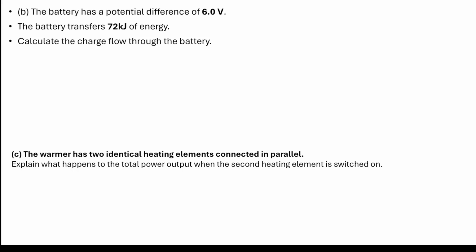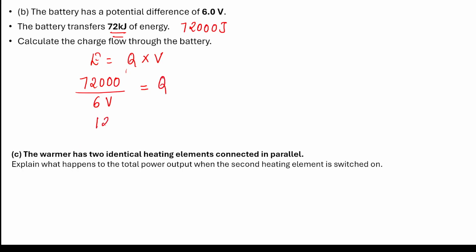Now this one is asking you, so your battery has a potential difference of 6 volts. Now again, see the energy is given in kilojoules. You need to convert energy always into joules. Charge flow, say using energy equals charge times potential difference. Just plugging in the values, divided by potential difference, 6 volts, is going to give me the charge. Okay, which is I think 12,000 coulombs. Do not forget to write the units.